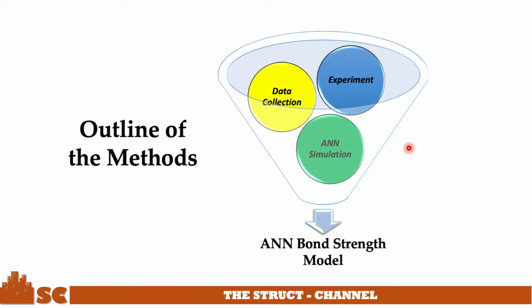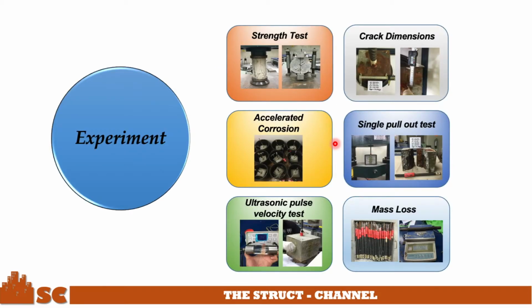As shown in this slide, the study is composed of three major methodologies. You have the experiment, the data collection, and the ANN simulation. The desired bond model will be a function of 8 independent variables, and these are the embedment length, rebar diameter, concrete cover, the compressive and tensile strength of concrete, which will come from the UTM test, ultrasonic pulse velocity, which will represent the quality of concrete using the UPV test, crack width due to rebar corrosion. After subjecting it to accelerated corrosion, the crack openings will be measured, and the mass loss.